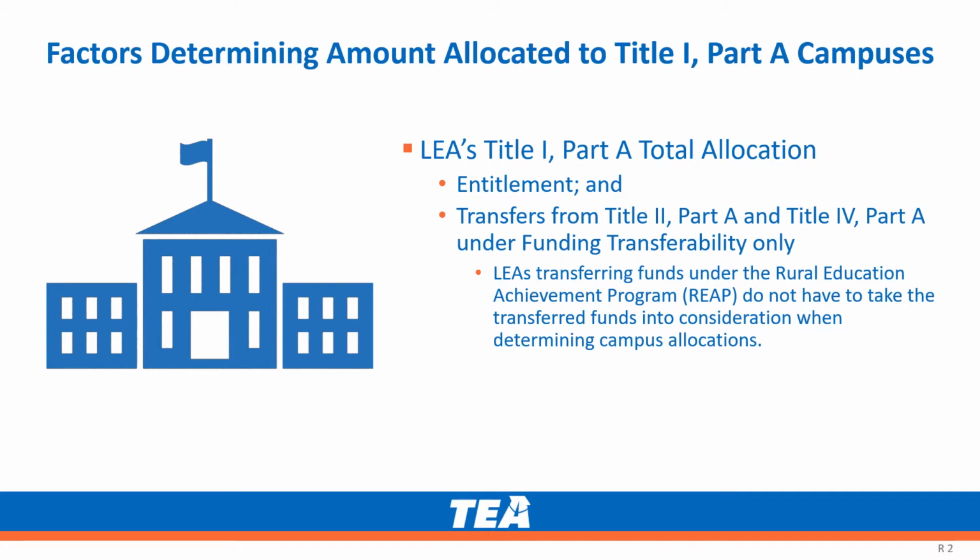REAP funds do not appear on the ESSA Consolidated Application Title I Part A program schedule, referred to as the PS 3101, and are not included in the total amount available. The second factor, which will be discussed further, is the amount of funds the LEA reserves for required and authorized activities.